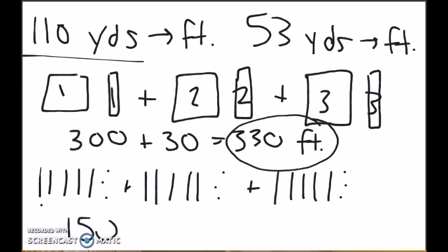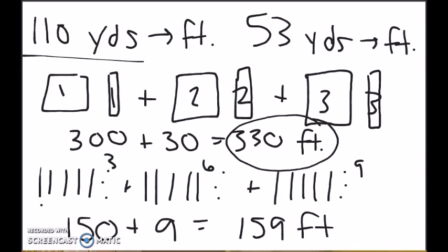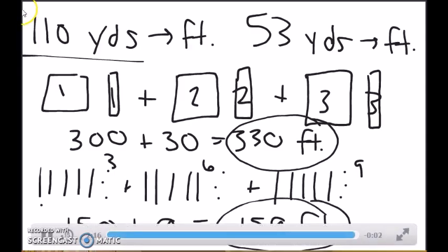So that's 150. And then if I count by threes with my unit cubes, I have 3 here, plus 3 more is 6, and plus 3 more is 9. So if I add 9 to 150, I get 159 feet as the width of our soccer field.